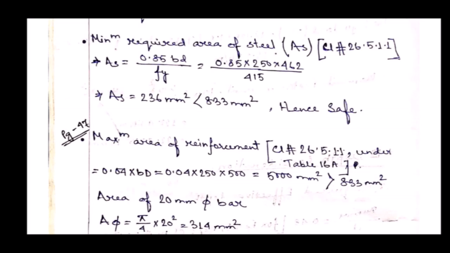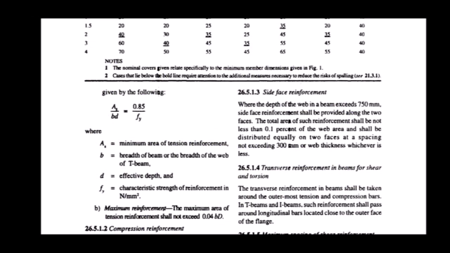Okay, so let's go to the code. On your screen, you can see the IS code just above 26.5.1.2. That means in 26.5.1.1, the formulas are given. The first formula just below the table, As/bd equal to 0.85/fy. From this equation, we may find the minimum area of steel, and for maximum area of steel, in point (b) (c), you can see here, the maximum area of tension reinforcement shall not exceed 0.04 bD. So these are the two formulas we have.